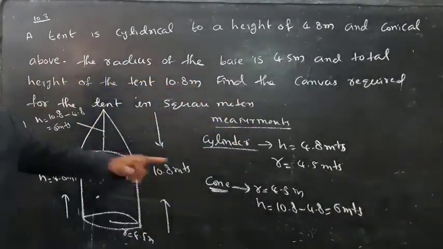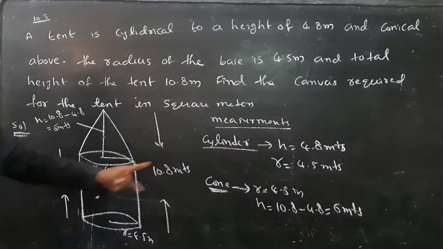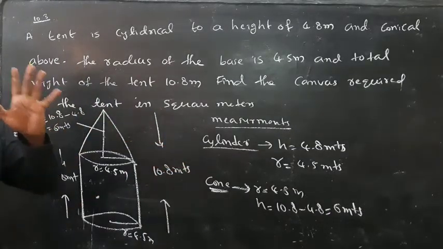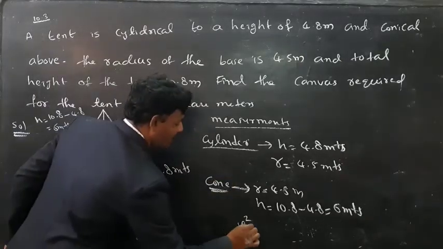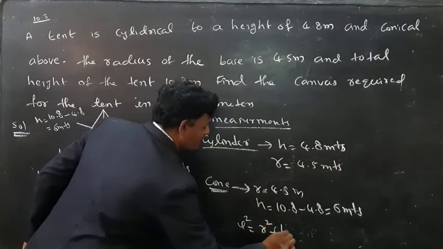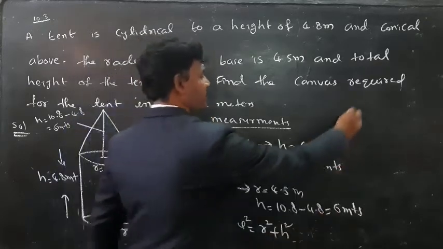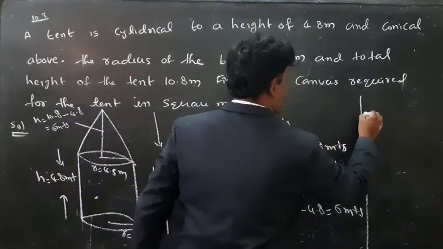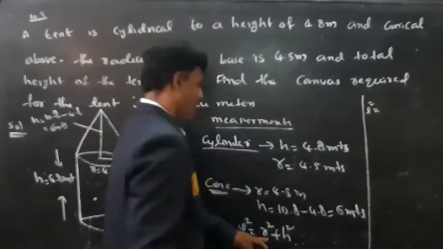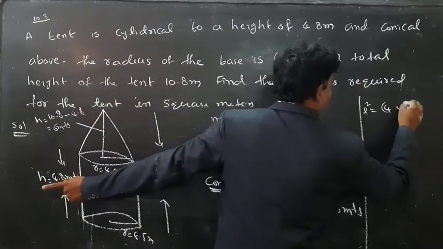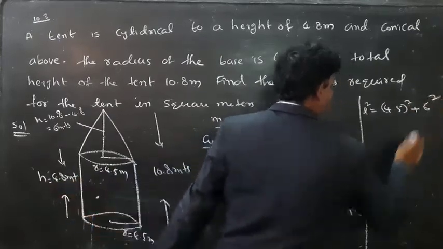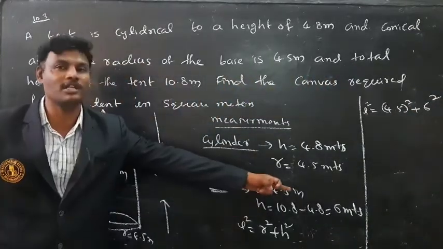See here, I know the radius of the cone and also the height of the cone, but I don't know the slant height of the cone. To find that, what is the formula? L square is equal to R square plus H square. So L square is equal to 4.5 whole square plus 6 square. Why? Because the height of the cone is 6.